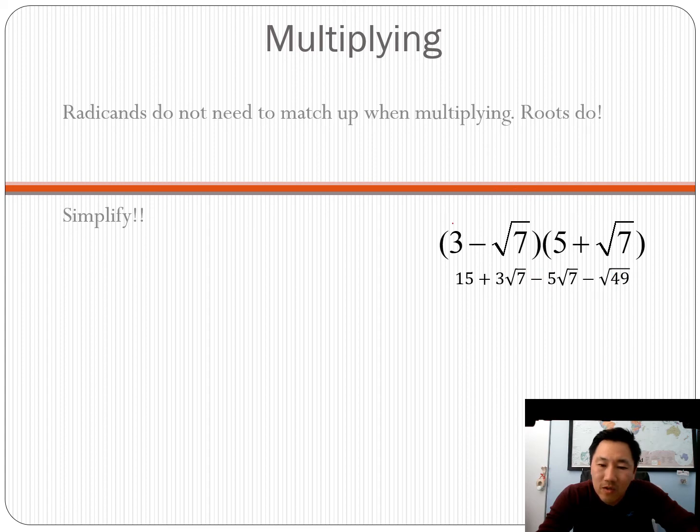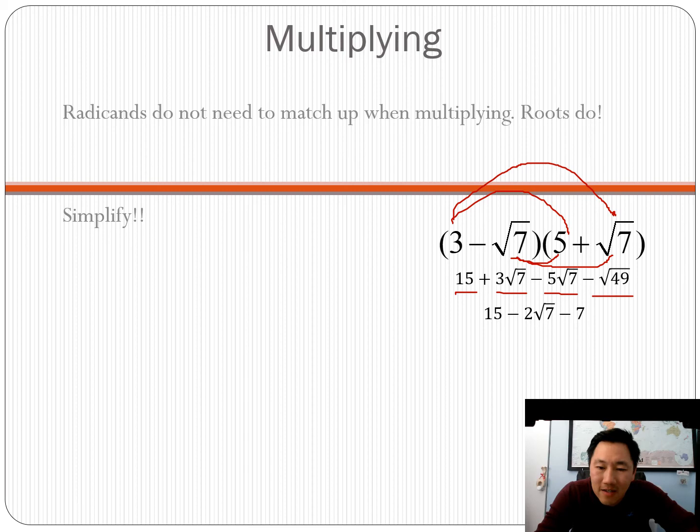When you do 3 times 5, that gives us 15. 3 times radical 7 gives us 3 radical 7. Negative radical 7 with the 5 gives you negative 5 radical 7. And then negative radical 7 times positive radical 7 is negative radical 49. Okay?